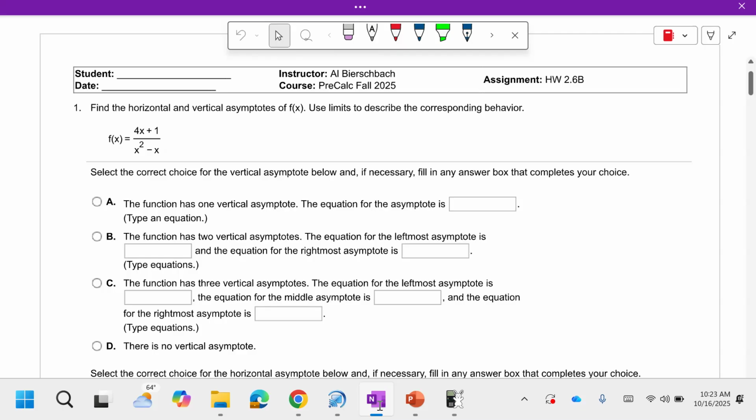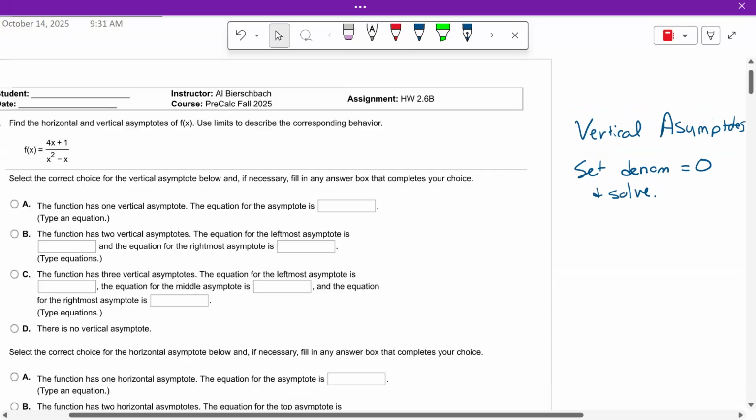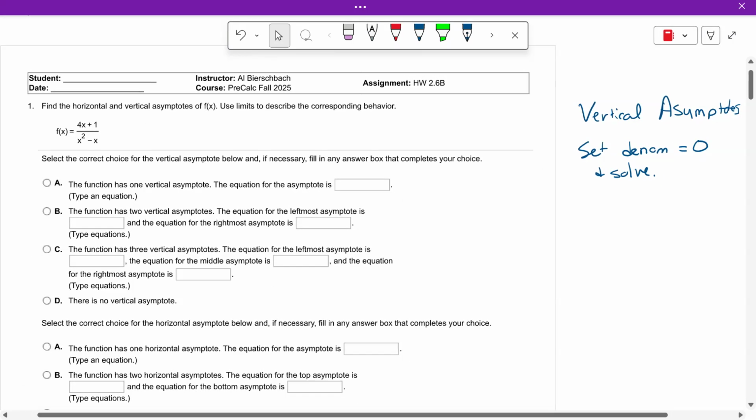Okay, so define vertical asymptotes. Set the denominator equals 0 and solve. So for vertical asymptotes, you set the denominator equals 0 and solve.